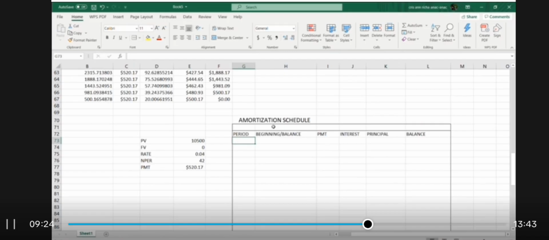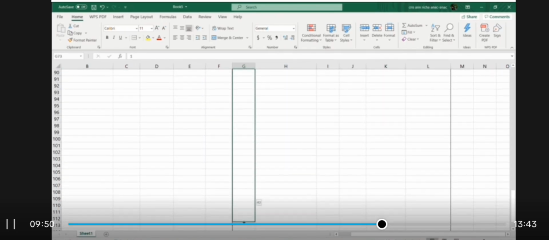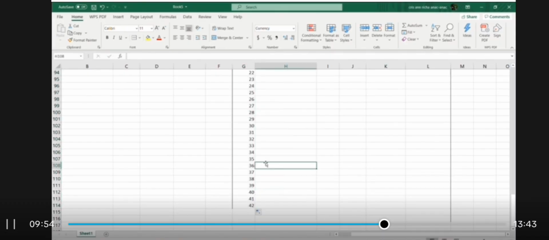So let us proceed with the amortization schedule. So period. Since our nper is the number of times we are going to pay, or how many periods we are going to pay our loan. Since our nper is 42, so you won't have a hard time typing 1 up to 42, just simply select 1 and 2 and then grab it down until 42, then it will be automatically entered.